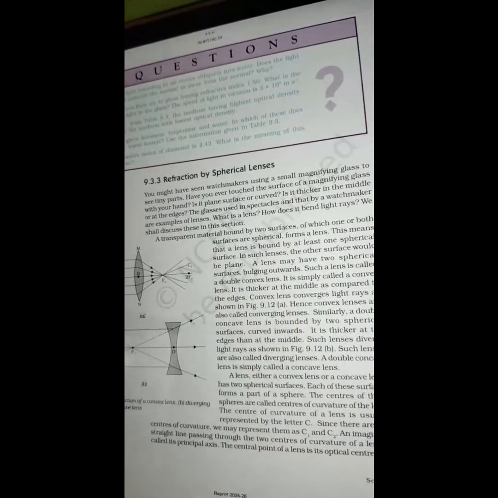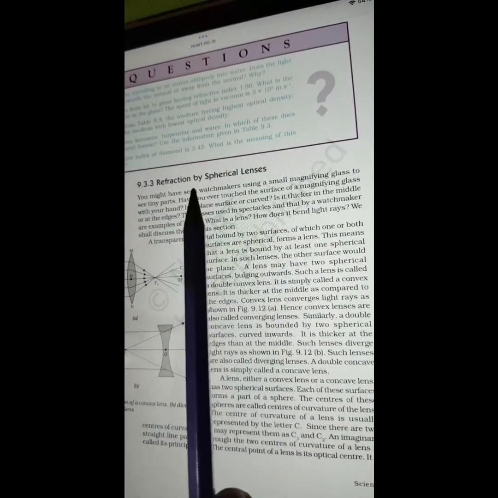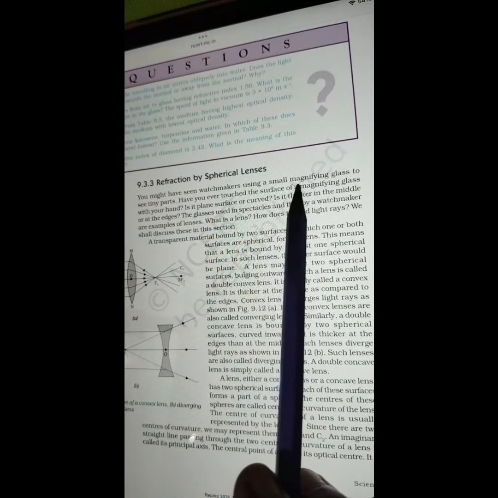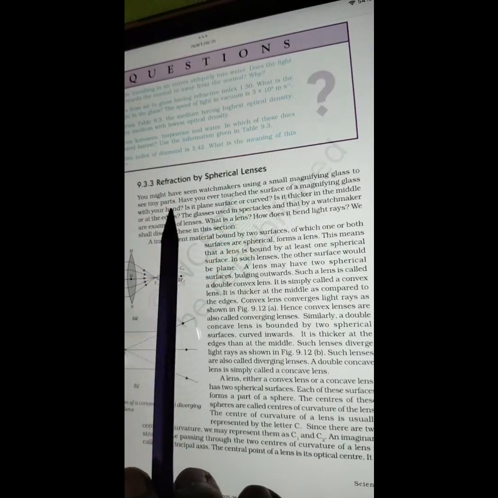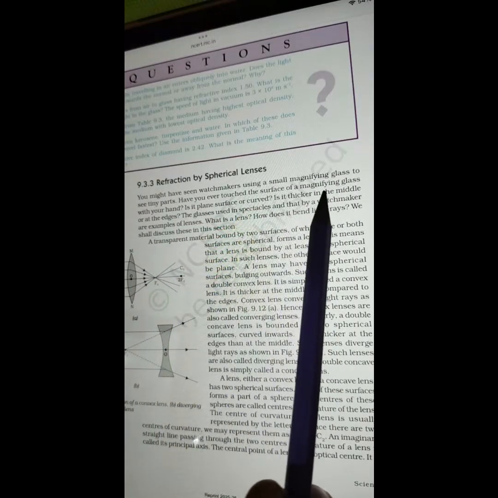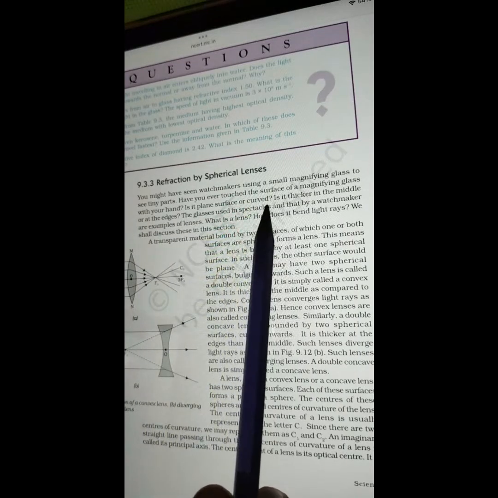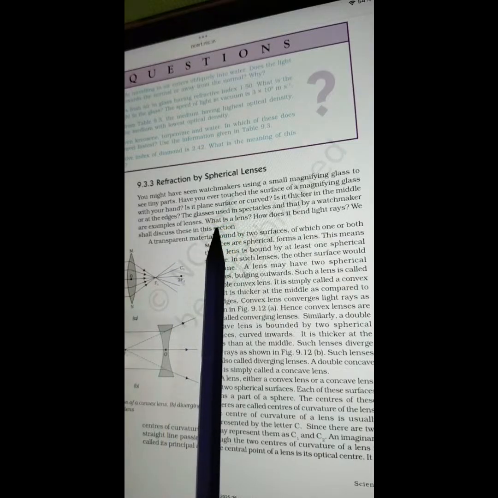9.3.3. Refraction by spherical lenses. You might have seen watchmakers using a small magnifying glass to see tiny parts. Have you ever touched the surface of a magnifying glass with your hand? Is it a plain surface or curved? Is it thicker in the middle or at the edges? The glasses used in spectacles and that used by a watchmaker are examples of lenses. What is a lens? How does it bend light rays? We shall discuss these in this section.